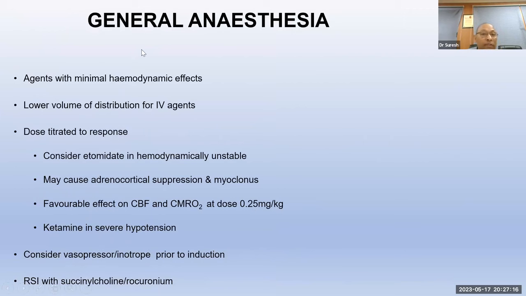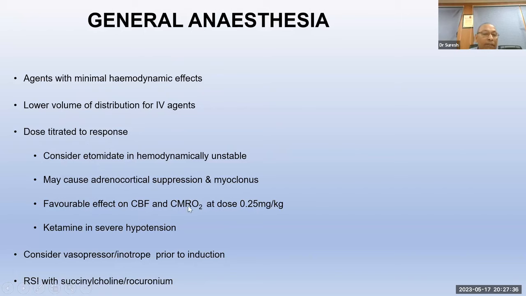General anesthesia is most of the time preferred. Agents with minimal hemodynamic effects are opted, with lower volume of distribution of IV agents. Dose should be titrated to the response. Etomidate in a hemodynamically unstable patient, but the fear of adrenocortical suppression to be kept in mind.